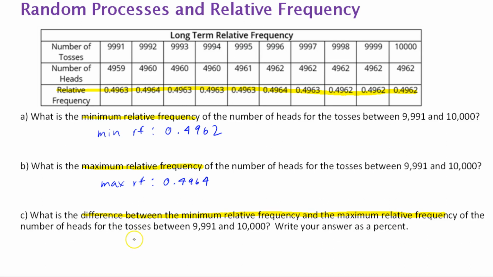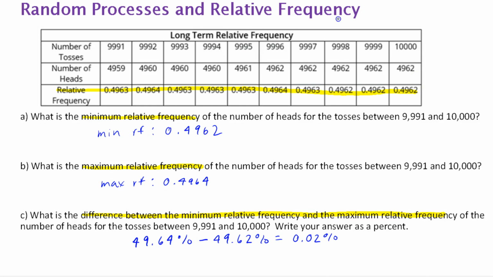Here, I'm going to move the decimal and write these as percents. We have 49.64% minus 49.62%. And subtracting this, notice we'd get 0.02. And that's already a percent. It's tempting to move the decimal, but we had them as percents already. So this is 0.02% difference. Okay? And again, that's showing our long-term stability as we do more tosses.